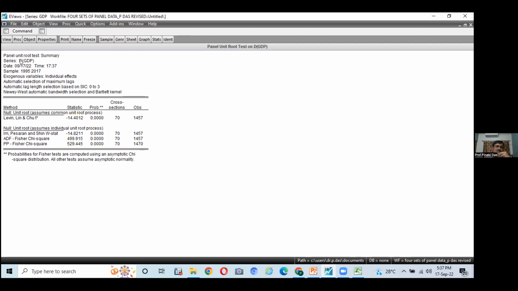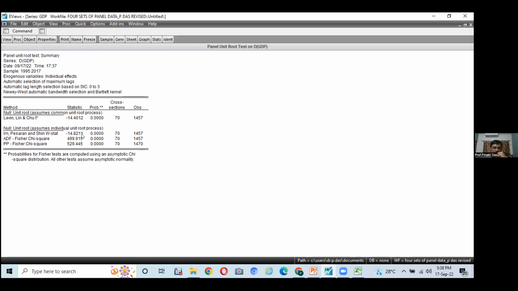What is the variable? DGDP. DGDP indicates the first difference of the GDP. D is for difference. Previously it was GDP. Now it is DGDP, that is the first order difference of GDP. And what is the result of the alternative test statistics? Are these tests statistically significant or insignificant? Significant, because the probabilities of all tests are 0. Therefore, they are statistically significant.